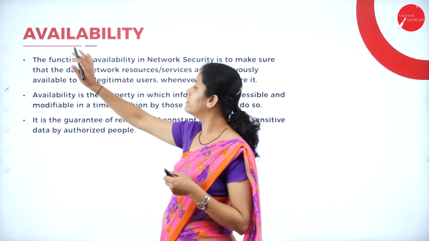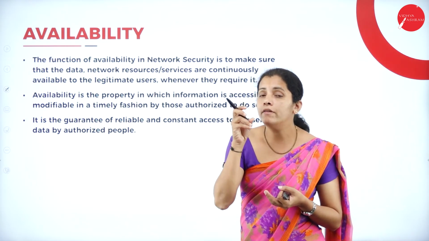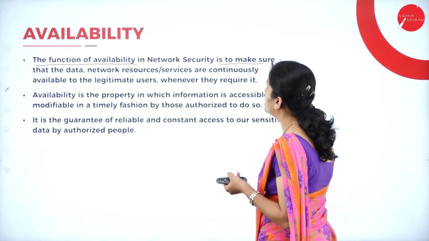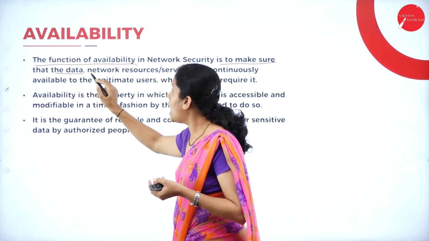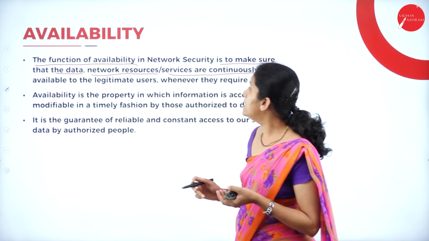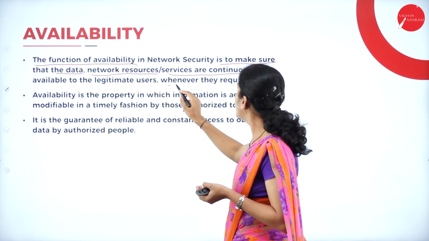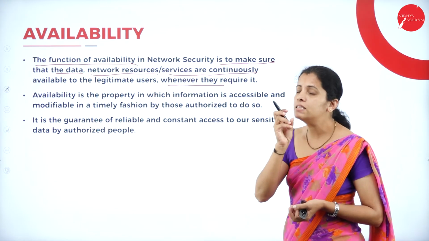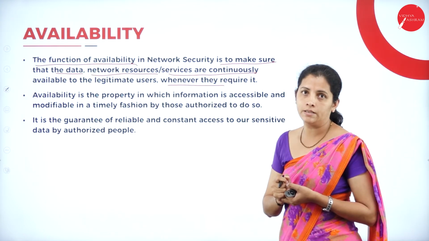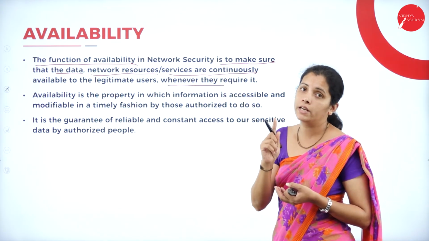Moving further, I'm going to cover availability. So what is availability? It makes sure that the data is available to the user. The function of availability in network security is to make sure that the data as well as network resources and services are continuously available to the legitimate user. So what is legitimate? That is the authorized user, whenever they require it. The best example for availability of data I can consider is the Google search engine.